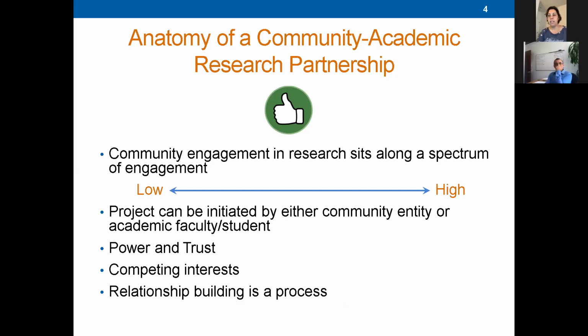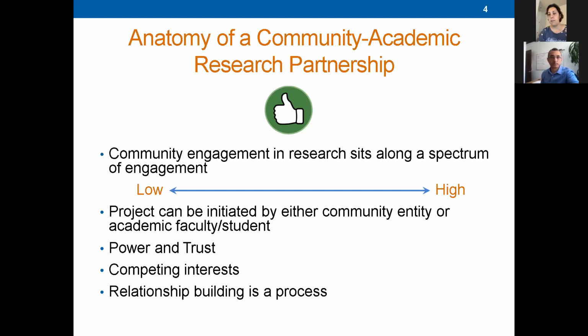A project can be initiated either by a community entity or by an academic faculty person or student. But what's important and key to us is that there's evidence of a true partnership that is trying to be stimulated and formed. That there is evidence in the application that considerations around how these two entities, or more entities if so be it, are going to come together to develop a meaningful relationship that is going to be moving forward.